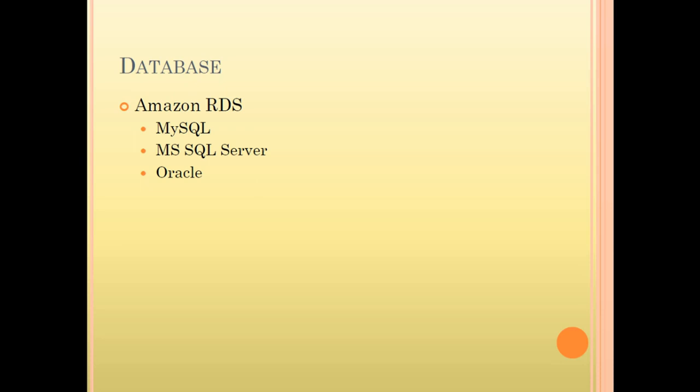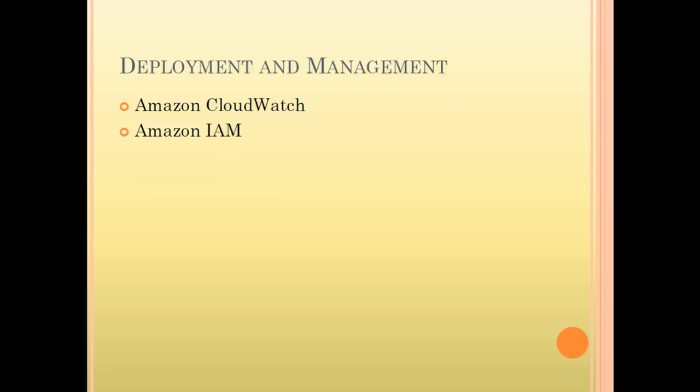So from database point of view, we are going to cover Amazon RDS. Right now, Amazon RDS supports MySQL, Microsoft SQL Server, and Oracle Enterprise databases. From deployment and management point of view, we are going to cover Amazon CloudWatch, which is a monitoring service provided by Amazon. You can monitor your resources, which includes your servers, your storage, even your billing, and your DNS and your RDS databases. Everything can be monitored by CloudWatch. And you can manage your users and groups using the Identity and Access Management.